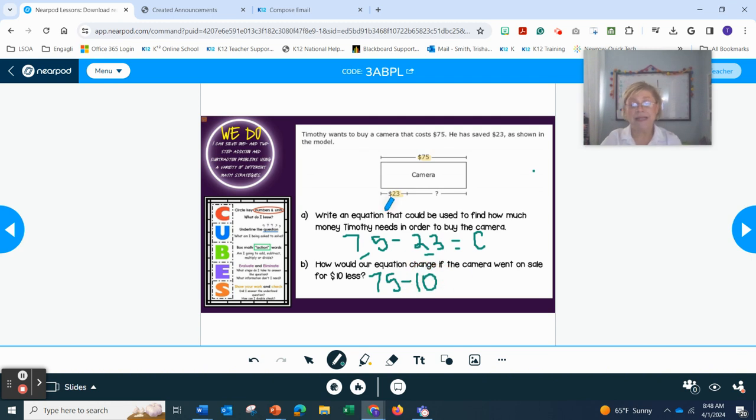Now, Timothy still only has $23. What are we doing? Does that change the rest of our equation? No, it doesn't. So we can still keep the rest of our equation. So 75 minus 10 minus 23 equals the price of our camera that he still needs to save. Great job, Doodles.